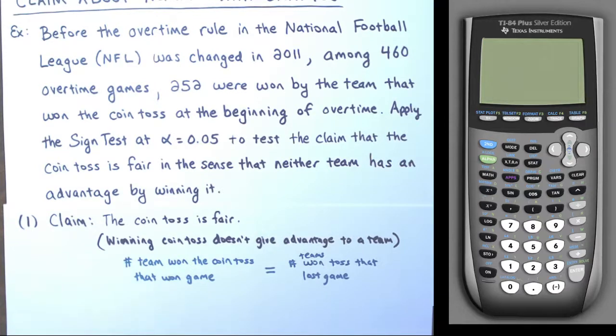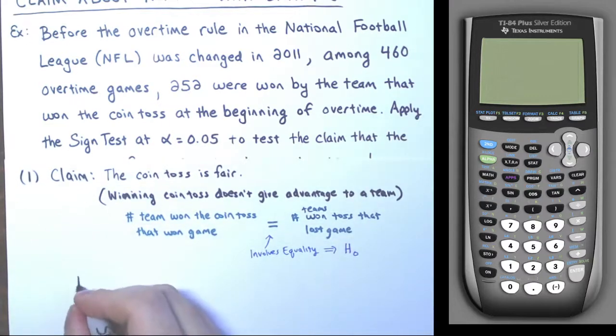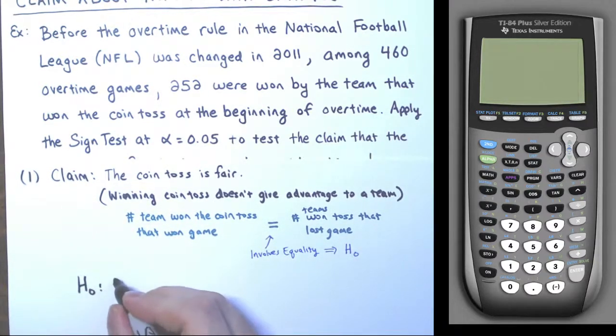All right. So notice that the way this claim is worded, as I'm seeing it now, this claim does involve equality this time. So the claim involves equality, meaning the claim is going to be represented by the null hypothesis this time. Remember, the null hypothesis always involves equality. So I set up my hypotheses, and I'm just going to write very simply, the coin toss is fair. That was the claim.